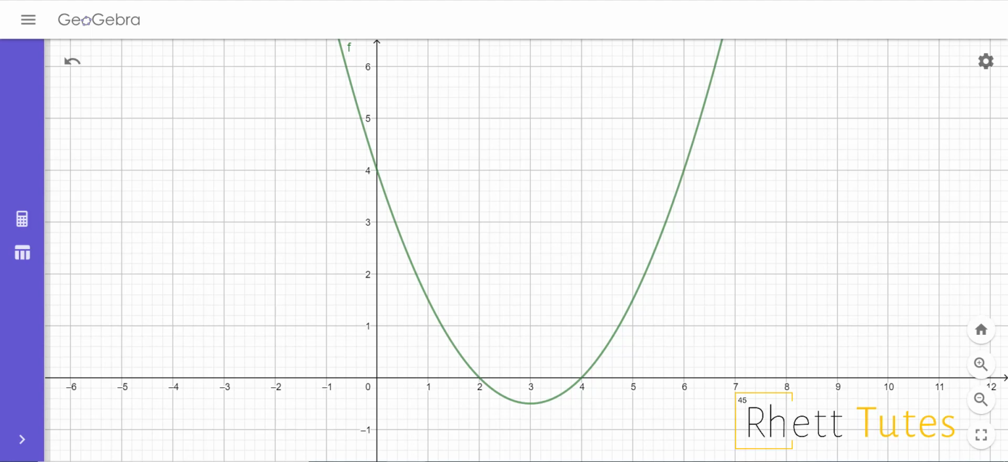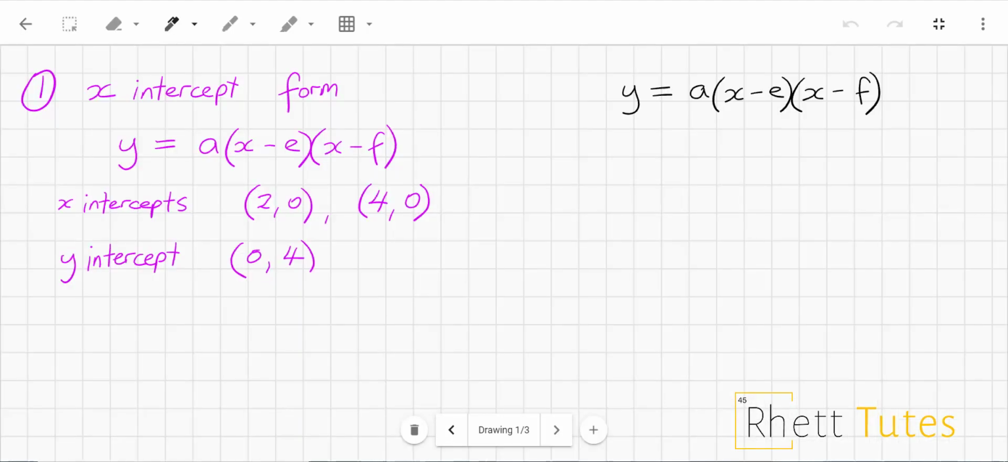For this first graph in green, I have the x-intercepts shown here at 2 and 4. And I'm also given the y-intercept up here at (0, 4). So I'm going to go ahead and use what's called the x-intercept form of the parabola: y = a(x - e)(x - f). And I've just noted down those points, the x-intercepts at (2, 0) and (4, 0), and the y-intercept at (0, 4).